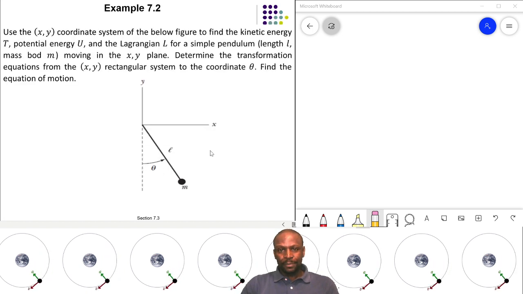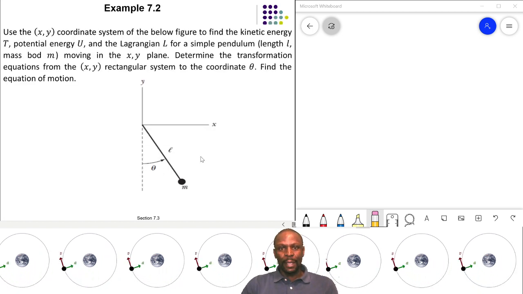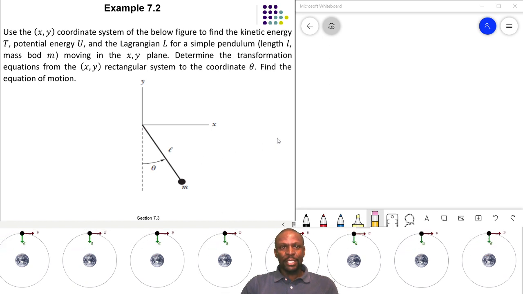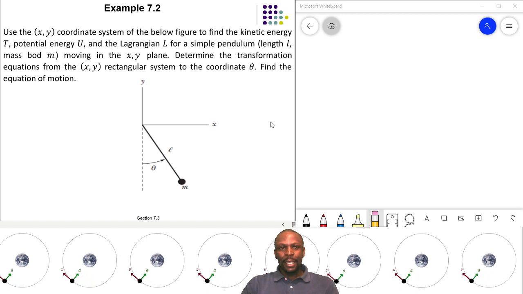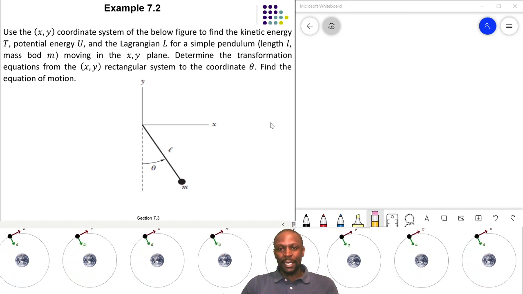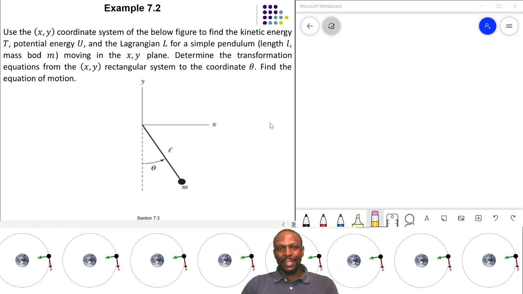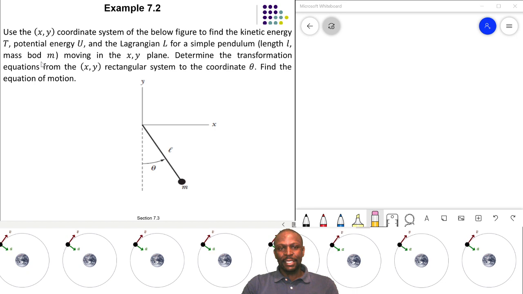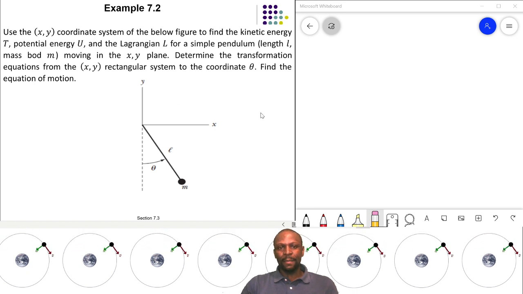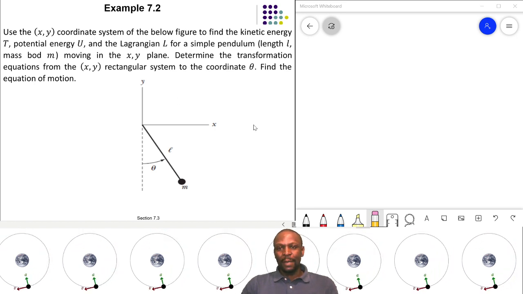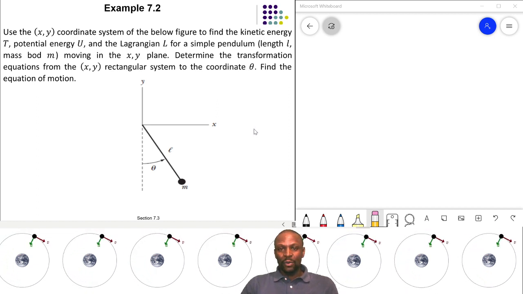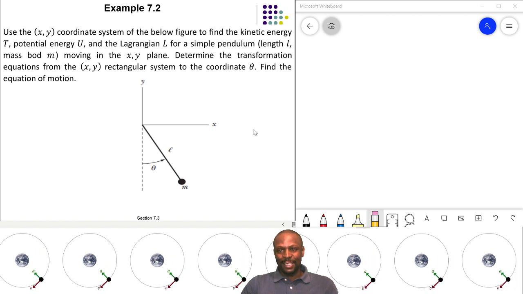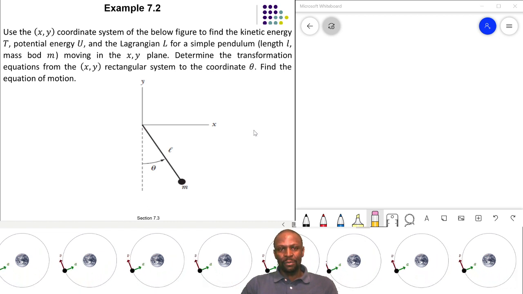All right, good. Now let us also do the following example 7.2. Use the XY coordinate system of the below figure to find the kinetic energy, potential energy and the Lagrangian for the simple pendulum of length L, and the mass of the bob is just M. The bob is moving in the X and Y plane. Determine the transformation equation from the X and Y rectangular system to the coordinate theta. Find the equation of motion.